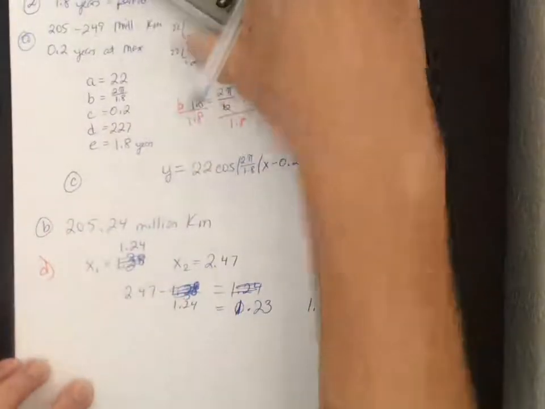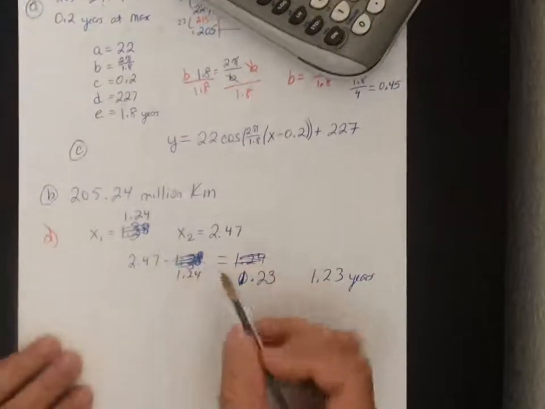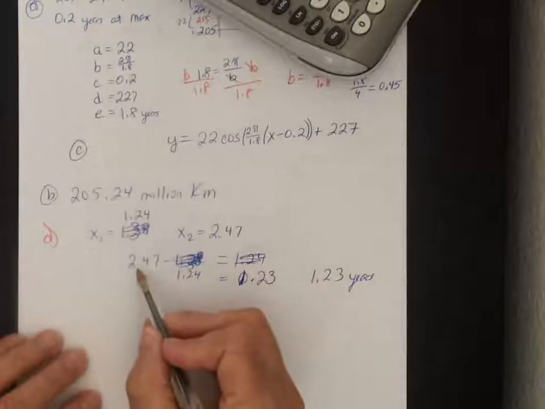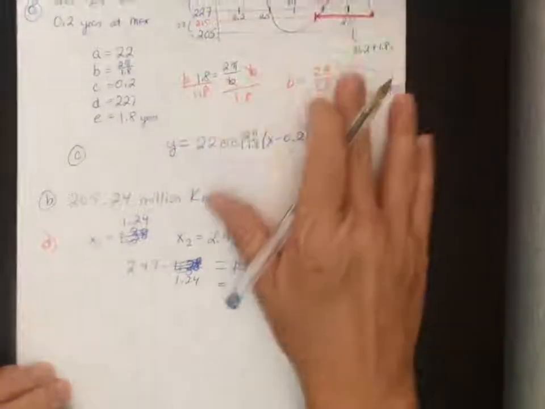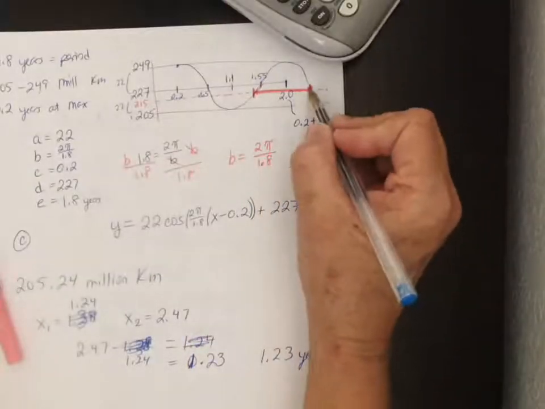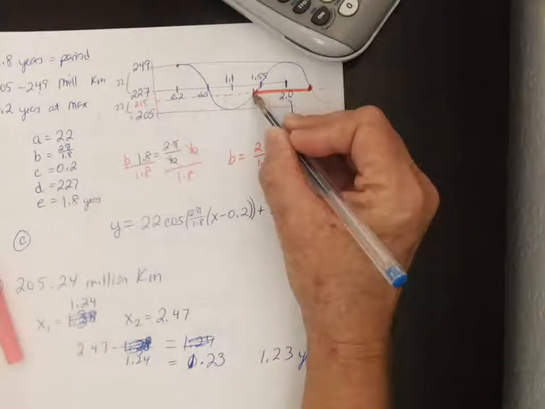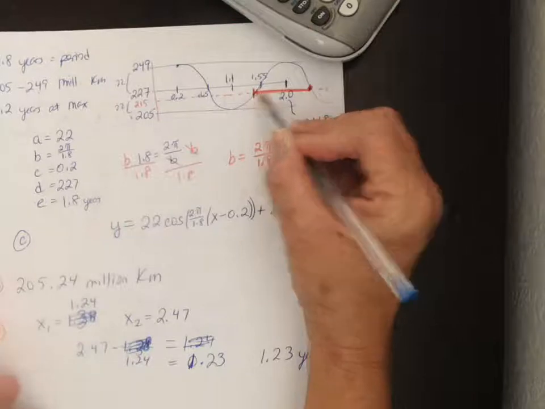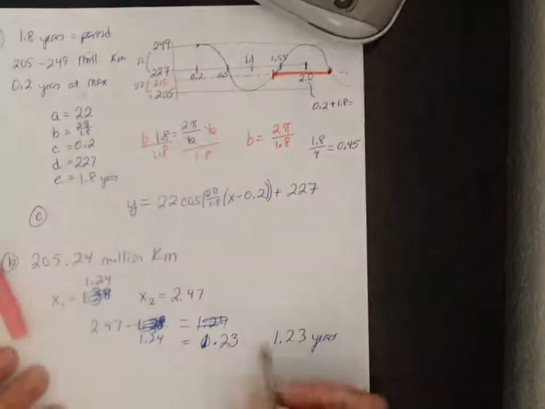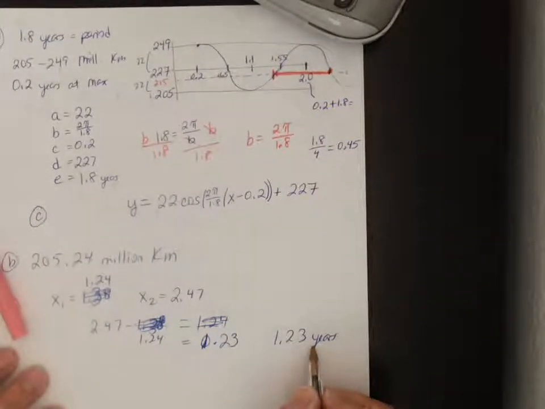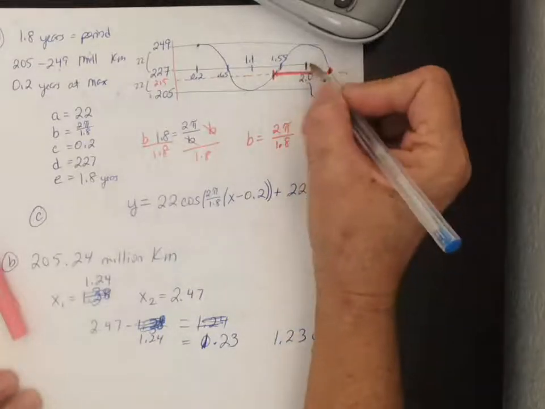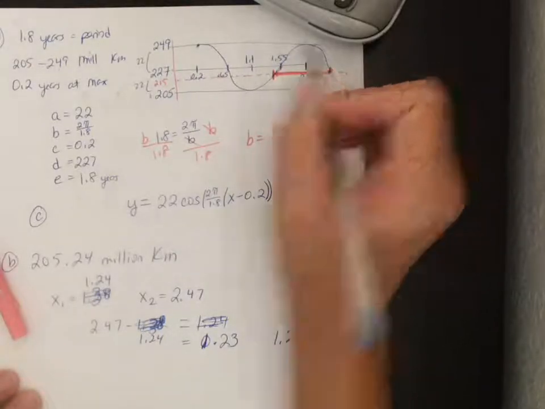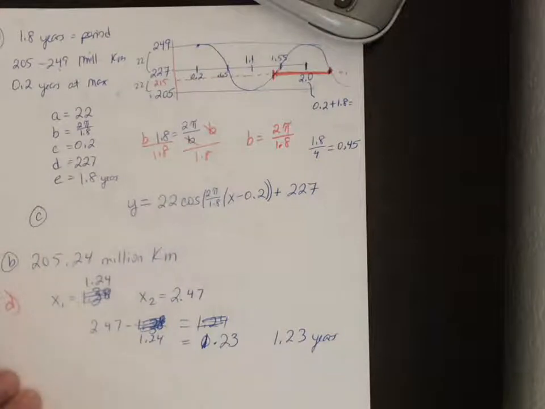Yes, I did make a mistake on just assuming I knew the answer here, but it was 2.47 was the time right here. And the time when it was right here at exactly 215 million kilometers away was 1.24 years. The difference between these two is 1.23 years. So again, we were looking for when it was further away from the sun than 215 million kilometers. Sorry about that. Okay, let's go on to number 3.